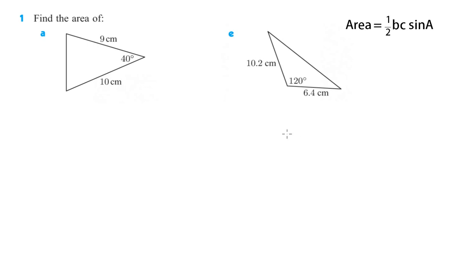I'm going to take you through some of the problems on the 8B assignment. First one here, number one, find the area of this triangle here. Okay, we want to use our area formula, which is area is 1/2 BC sine A.